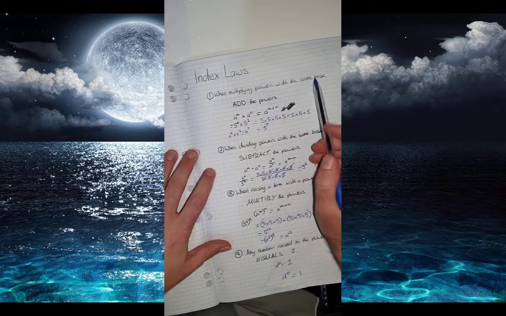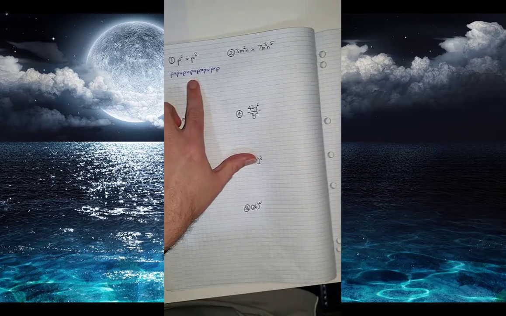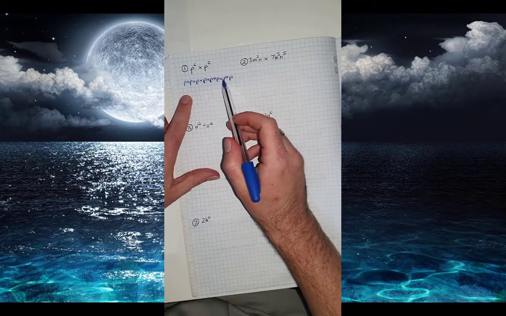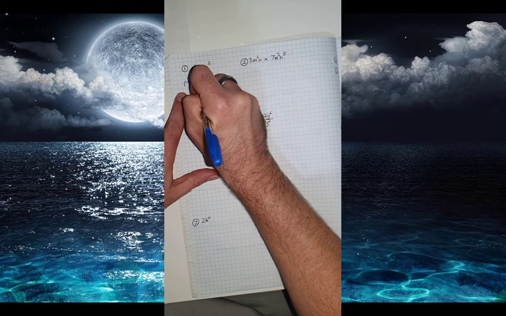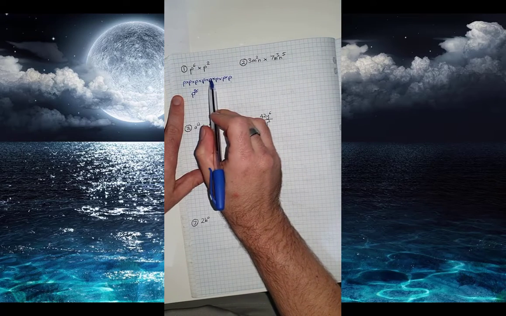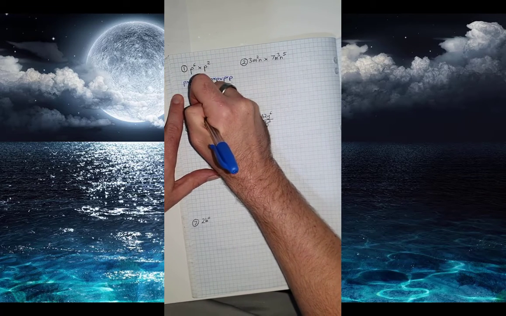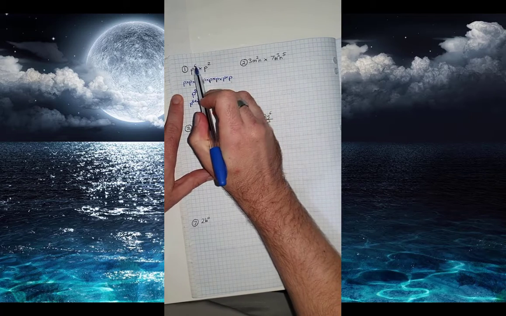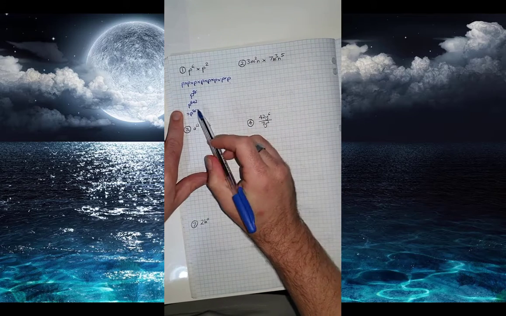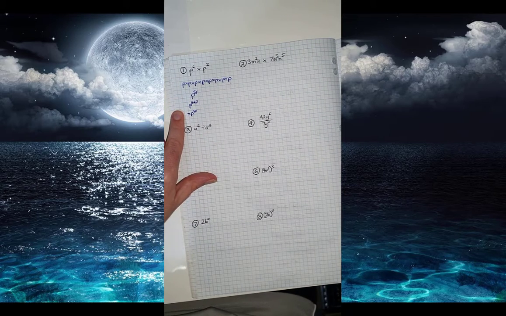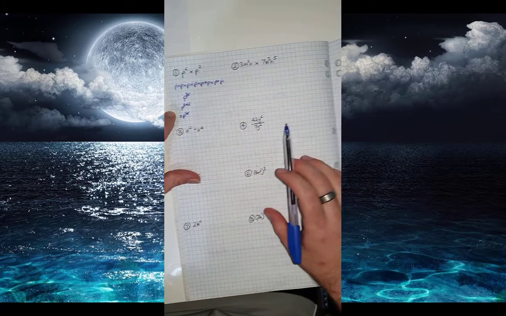Remember, the index laws each say same base. So we have to double check, is this the same base? It is. So we would write p to the power of 8. Now we don't always have to write this out. What we can do is p to the power of 6 plus 2 equals p to the power of 8. This second part is a lot easier to do rather than writing this all out, particularly when we're getting up to numbers like 12.